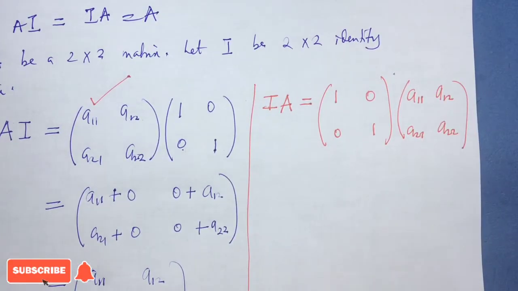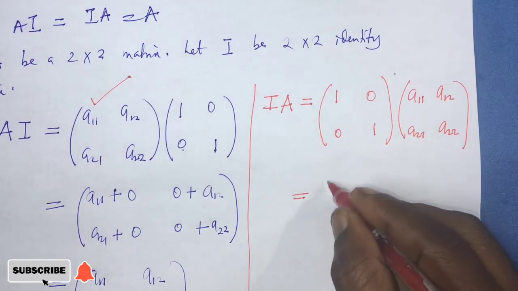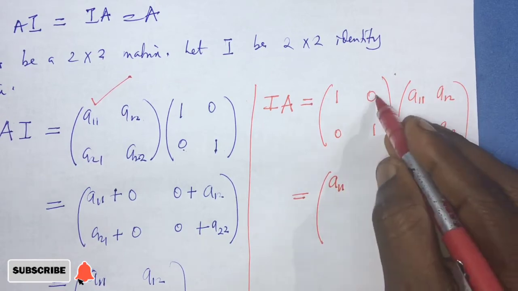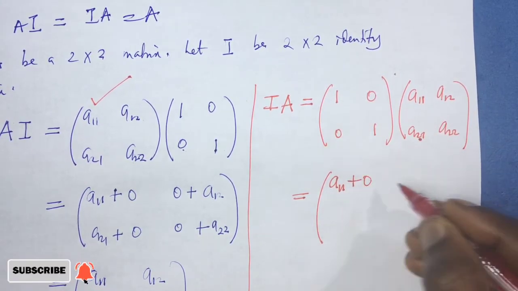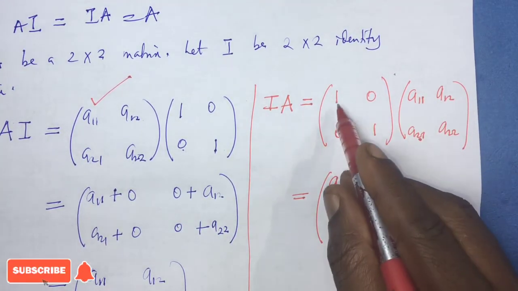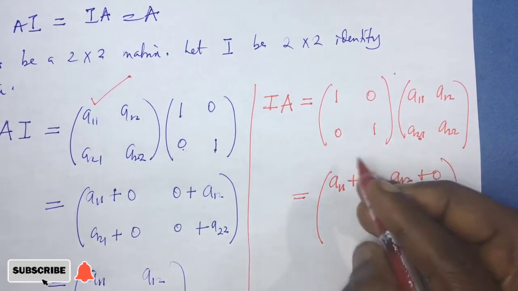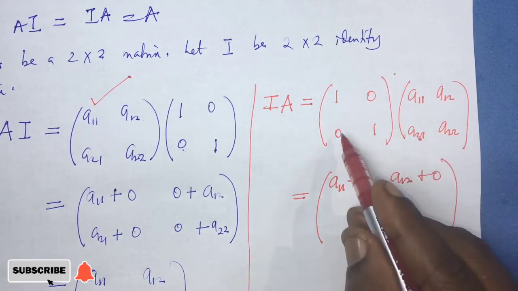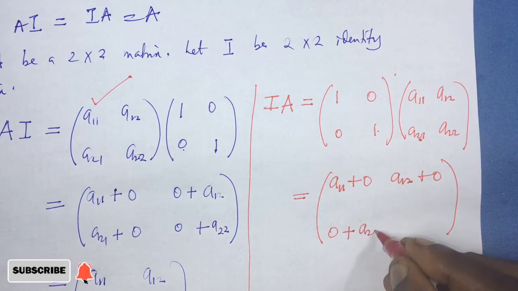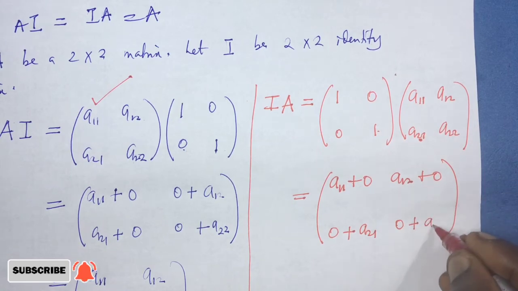Now if you do that, let's multiply again. Use the first row to multiply the first column. That will give you 1 times A11 is A11, 0 times A21 is 0, so this is plus 0. Then 1 times A12, using the first row to multiply the second column, is A12, and 0 times this is 0. Using the second row to multiply the first column, 0 times A11 is 0 plus 1 times A21 is A21. 0 times A12 is 0 plus 1 times A22 is A22.